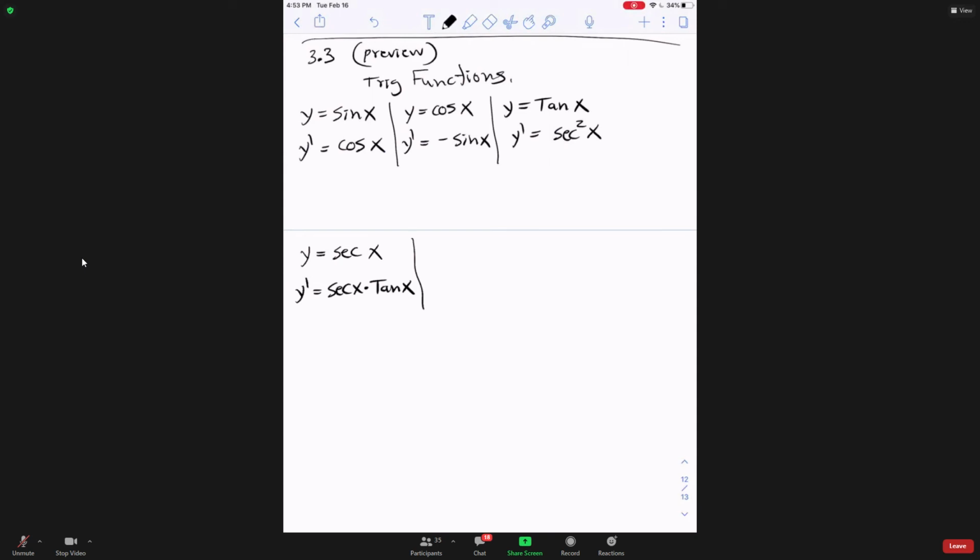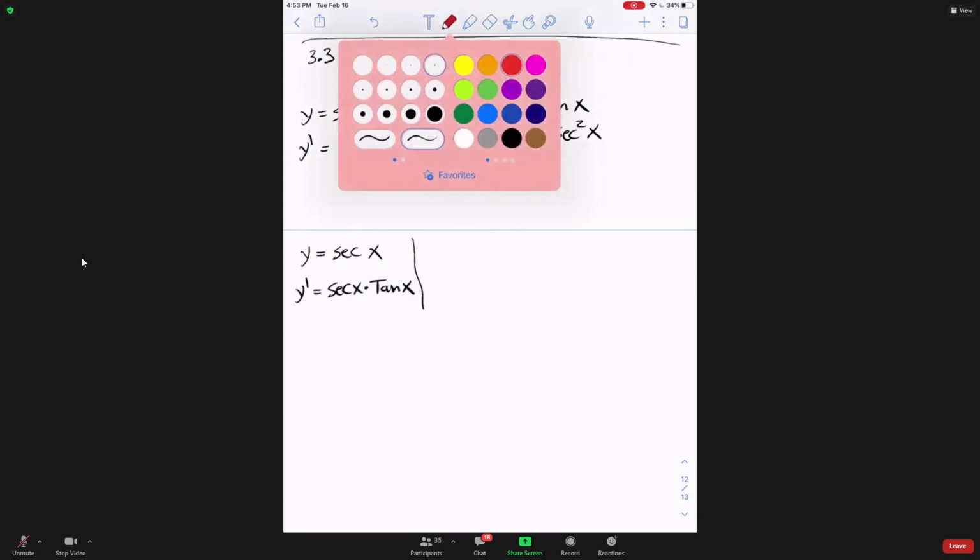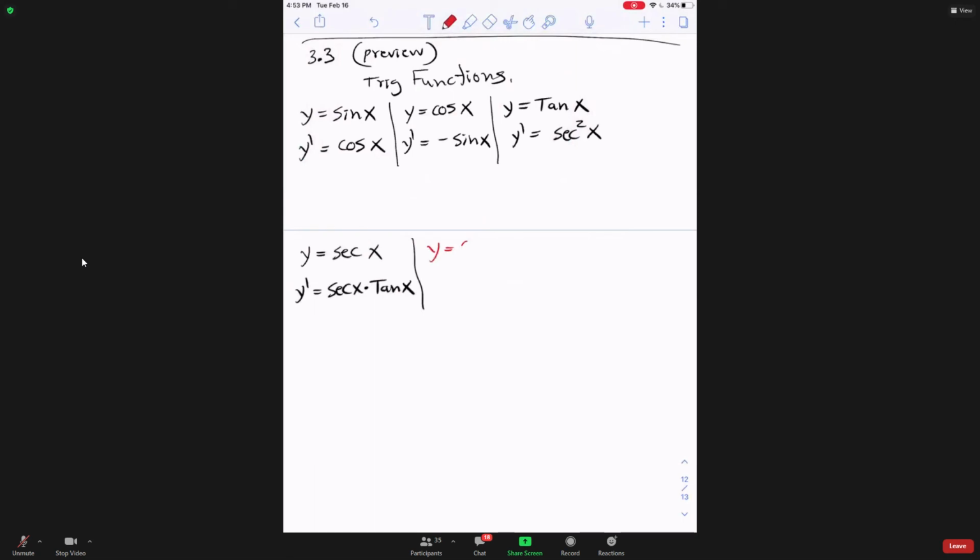Now the next two, I'll show you a trick on how to remember it. I'll write it in blue or red actually. y equals cosecant x. The derivative is negative cosecant x times cotangent x. And then last one, y equals cotangent x. y prime is equal to negative cosecant squared x.